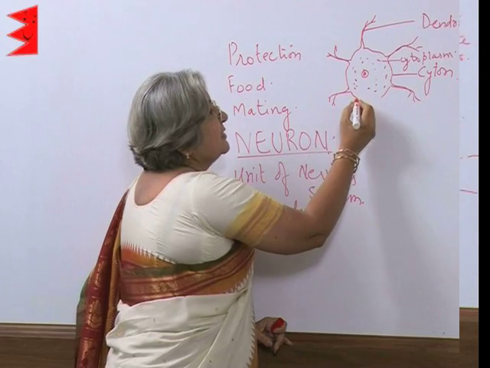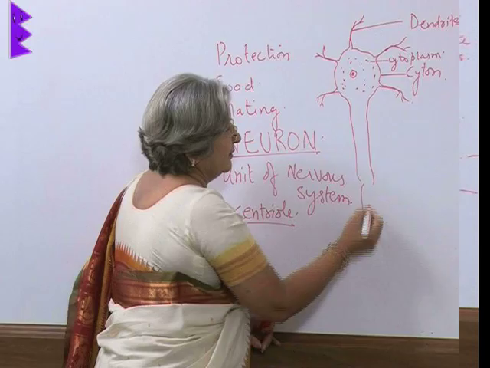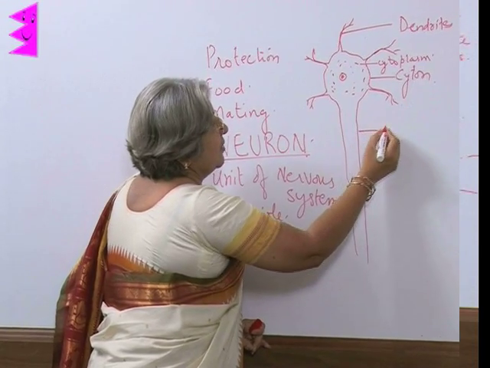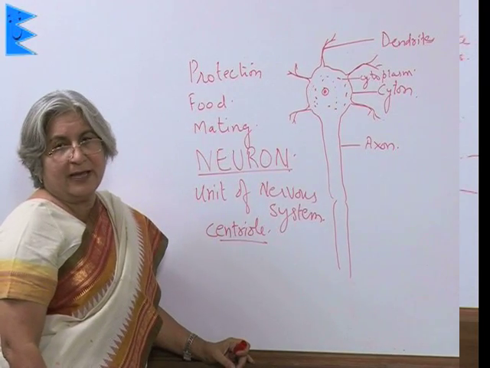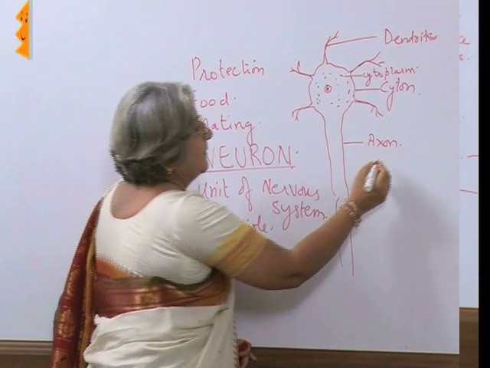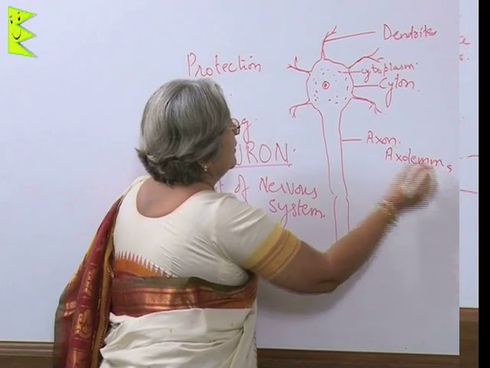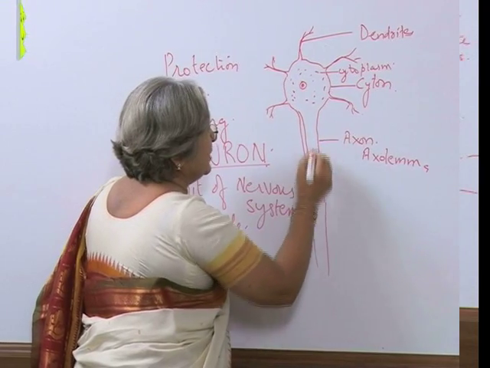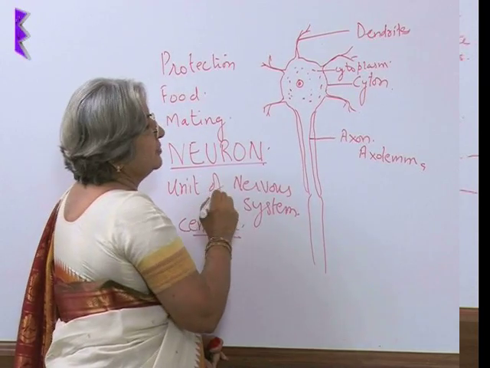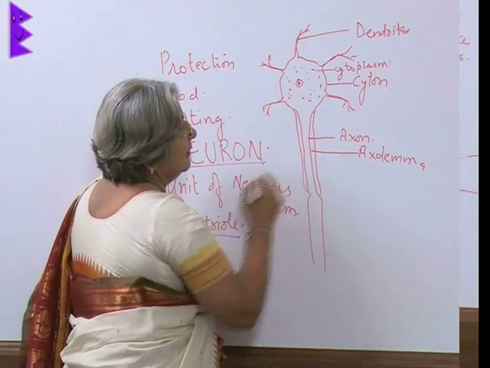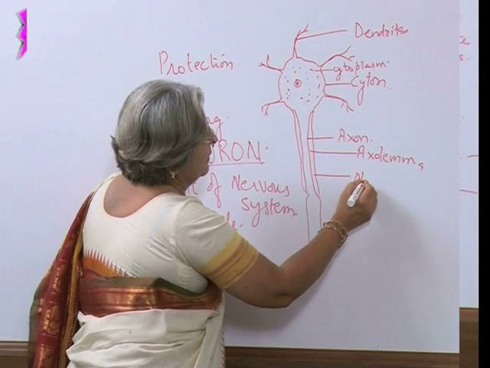This cyton is continued as a cytoplasmic process called axon. The cell membrane of axon is called axolemma. This whole thing is covered by a sheath. Actually, this is axon and this is axolemma, and it is covered by a sheath which is called neurilemma.